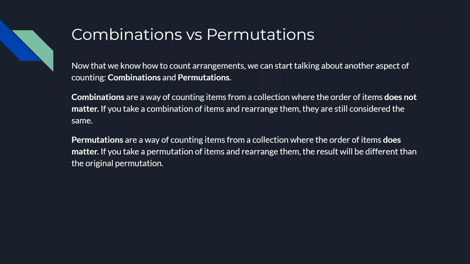Now that we know how to count arrangements, we can start talking about another aspect of counting: combinations and permutations. Combinations are a way of counting items from a collection where the order of items does not matter. If you take a combination of items and rearrange them, they are still considered the same. We'll get into this more later on, but permutations are a way of counting items from a collection where the order of items does matter. If you take a permutation of items and rearrange them, the result will probably be different from your original permutation.